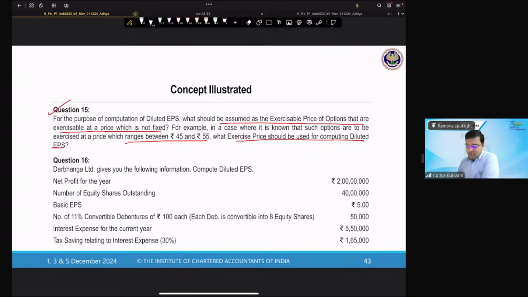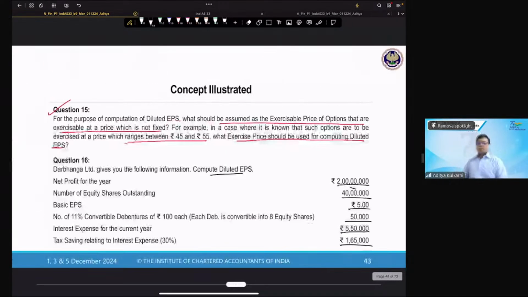All right. Darbhanga Limited gives you the following information to compute the diluted EPS. Net profit for the year is 2 crores. Number of equity shares outstanding is 40 lakhs. Basic EPS is 5. Number of 11% convertible debentures of rupees 100 each, 50,000. Each debenture is convertible into 8 equity shares. Interest expense for the current year is rupees 5 lakh 50,000. Tax saving related to interest expenses 1 lakh 65,000.